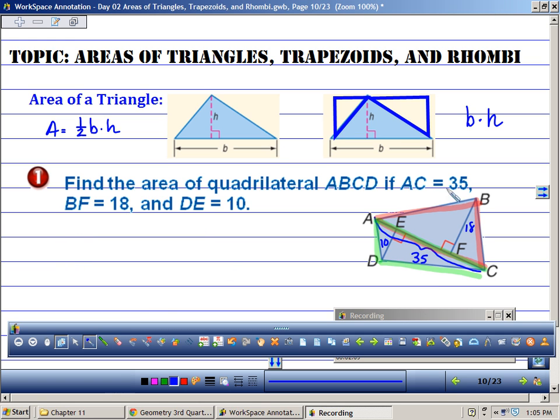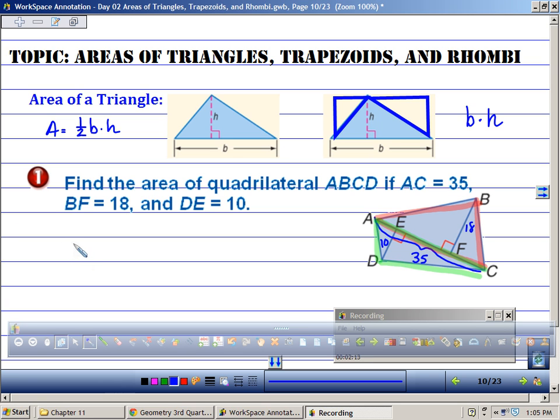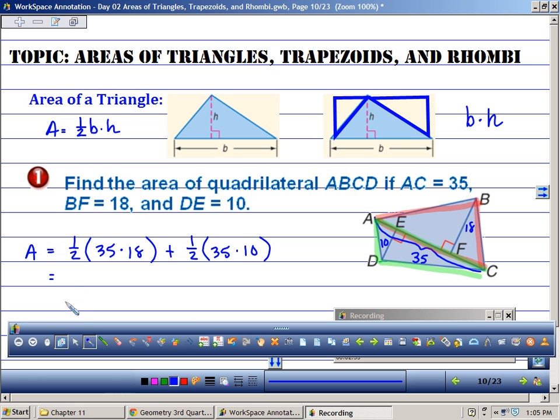So let's find the area of the first triangle. The first triangle is half of 35 times what? 18. And my second triangle is half of 35 times 10, which gives me my total area of my quadrilateral. If you do the math, it is 490 units what? Squared. Altogether.